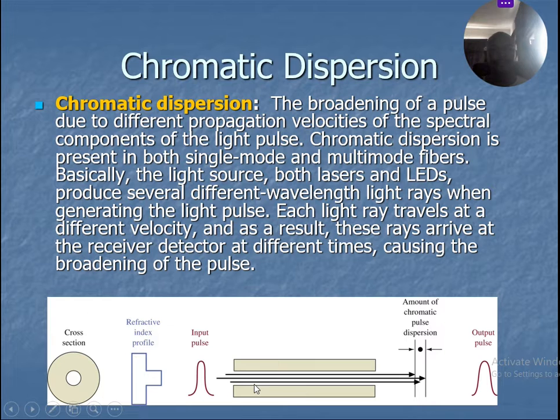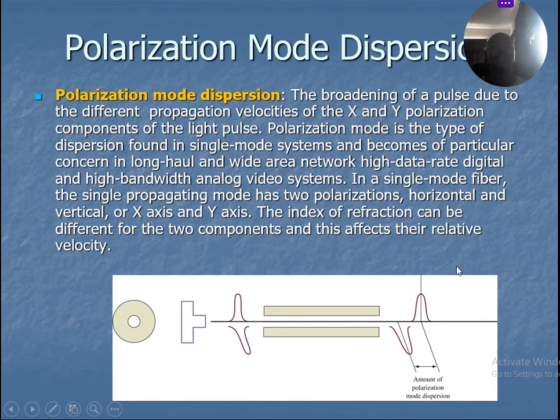So the pulse broadening is due to the different propagation velocity, the different speed of the spectral components of the light pulses. When the pulse widening is caused by the difference in speed with which the spectral line of each of them travels, then such widening of pulse is called chromatic dispersion. Let's move on quickly. Now the third one is called polarization dispersion.